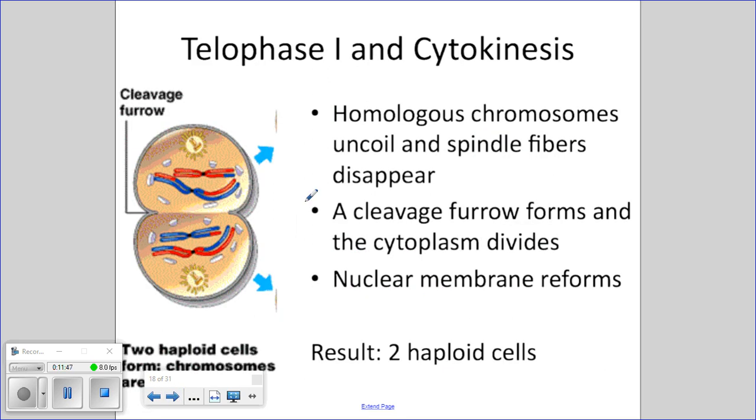In telophase 1 and cytokinesis, the homologous chromosomes will uncoil and the spindle fibers will disappear. A cleavage furrow will form and cause the cytoplasm to divide, and the nuclear membrane will start to reform. The result of this is two haploid cells.